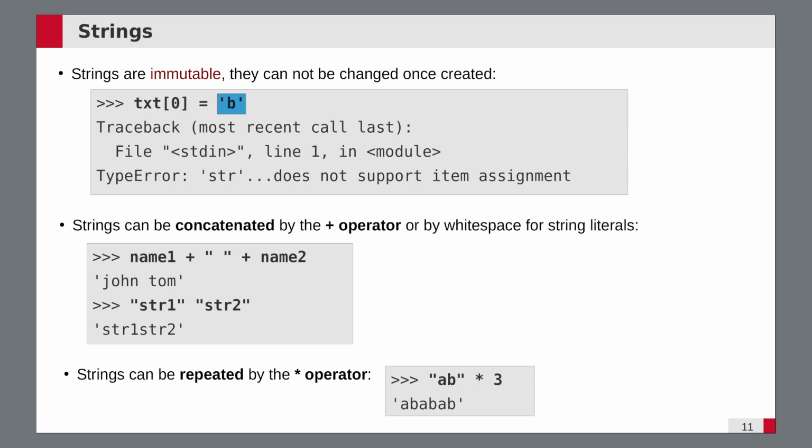How can you combine strings together? One possibility is, for example, adding strings together. Adding strings means concatenating their content. So here, for example, I'm just adding name1 plus a string with a space in between the quotation marks, and then plus name2, and the resulting object is a new string which contains the first string, a space character, and the second string.